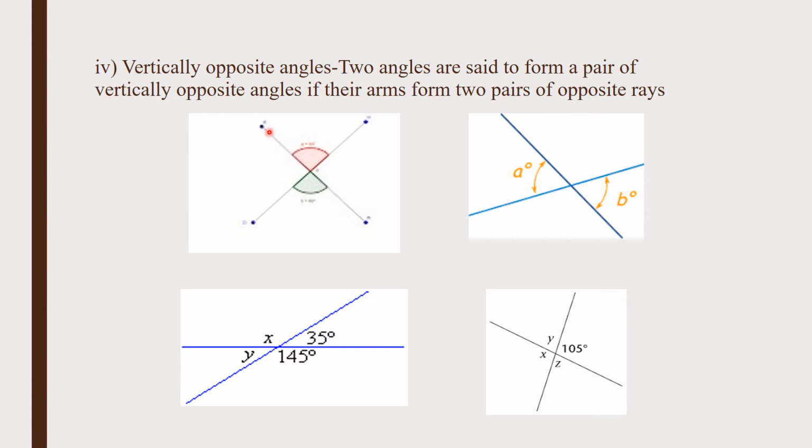In the first figure we can see line AB and line CD intersect at the point O. The four angles AOC, BOC, BOD and AOD are formed. We can see AOC and BOD form a pair of opposite angles. Also COB and AOD is a pair of opposite angles. Here we can say the vertically opposite angles are X and 145 degrees, and the next pair is Y and 35 degrees.